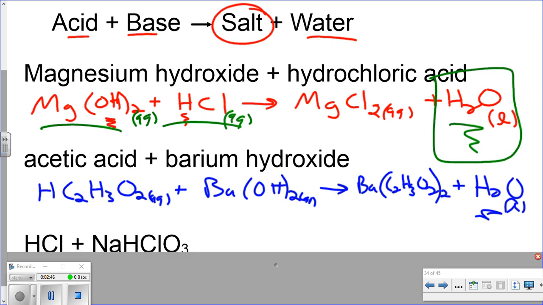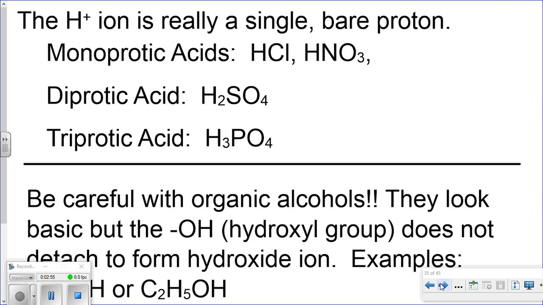So again, you can go through and we don't have to do a third one. But anyway, those are writing neutralization reactions. You should get salt and water most of the time. So a couple notes on what acids and bases actually are, at least what's called the Arrhenius definition. And the Arrhenius definition says that the H plus ion is the essence of the acid. So if you look at monoprotic acids, diprotic acids, triprotic acids, I think you can probably apply this and figure out what those mean.